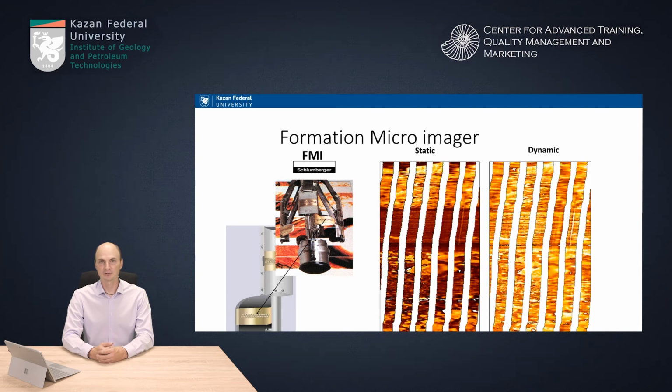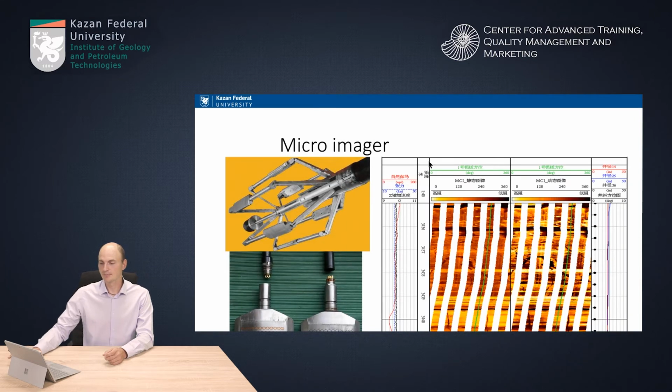Formation Microimager is a special tool designed to investigate the strata by using a set of microprobe devices. Let's look at how it works. The tool is designed like that. It has a few legs shown here. In this example, we're going to have 6 legs: 1, 2, 3, 4, 5, 6.